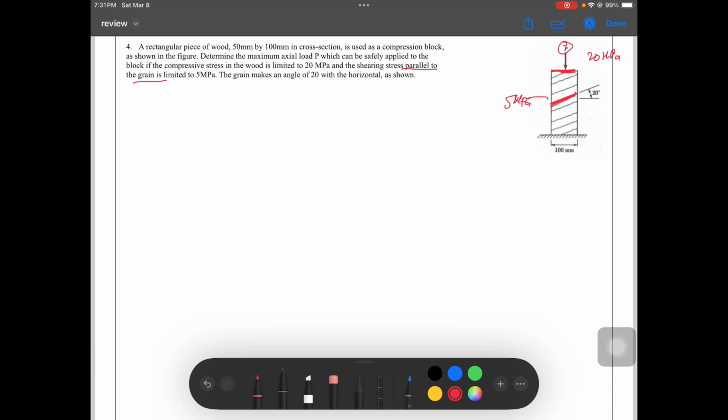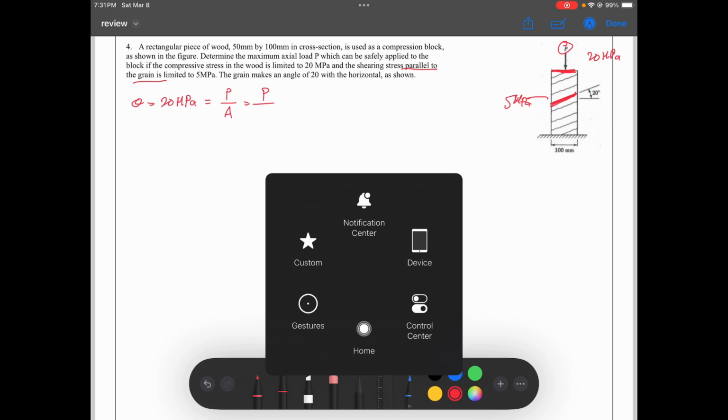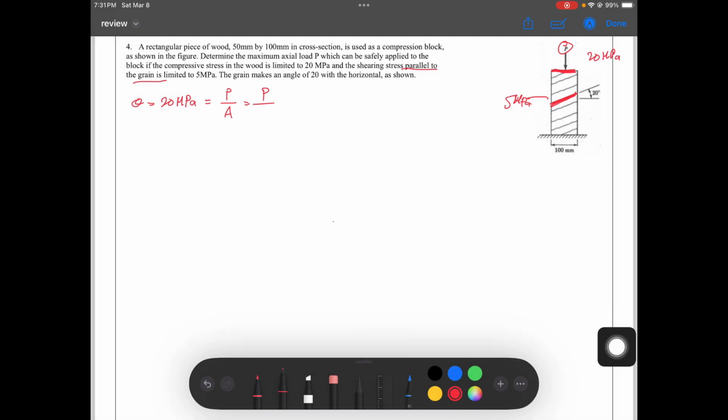So, dalawa ang limit states na gusto niyang ipacheck. Compressive stress. So, compressive stress na to is equal to 20 MPa. So, stress is equal to P over A. So, ano yung P dyan? The P is unknown. So, it's P. And then, ano yung area sa compressive stress na to? Yun ngang flat dito. So, the area doon is yung given na 50 by 100. So, this is 100. Ito yung 50. Yun yung area for this 20 MPa na compressive stress. So, how much is this?